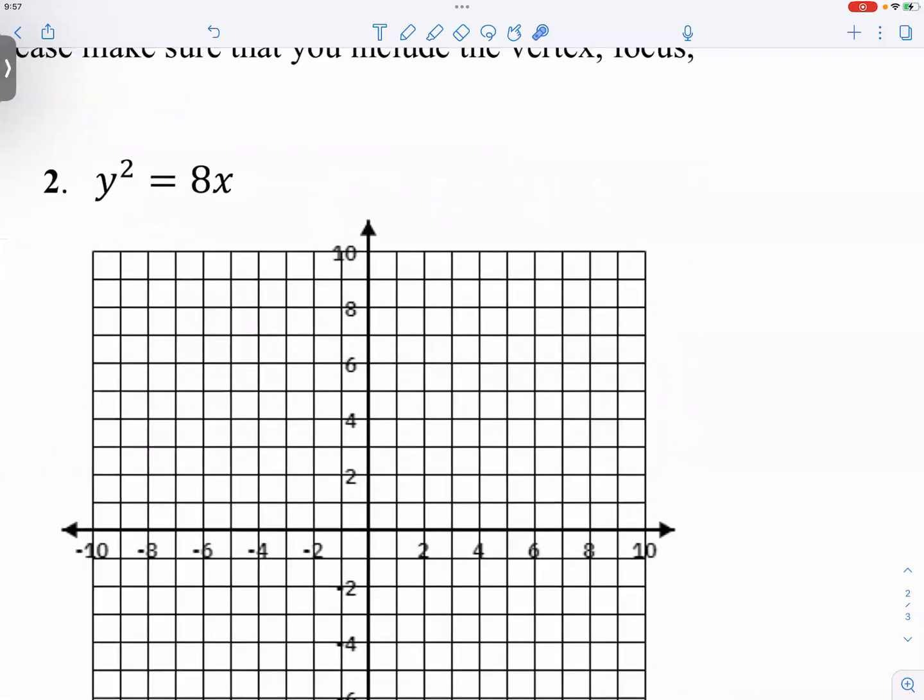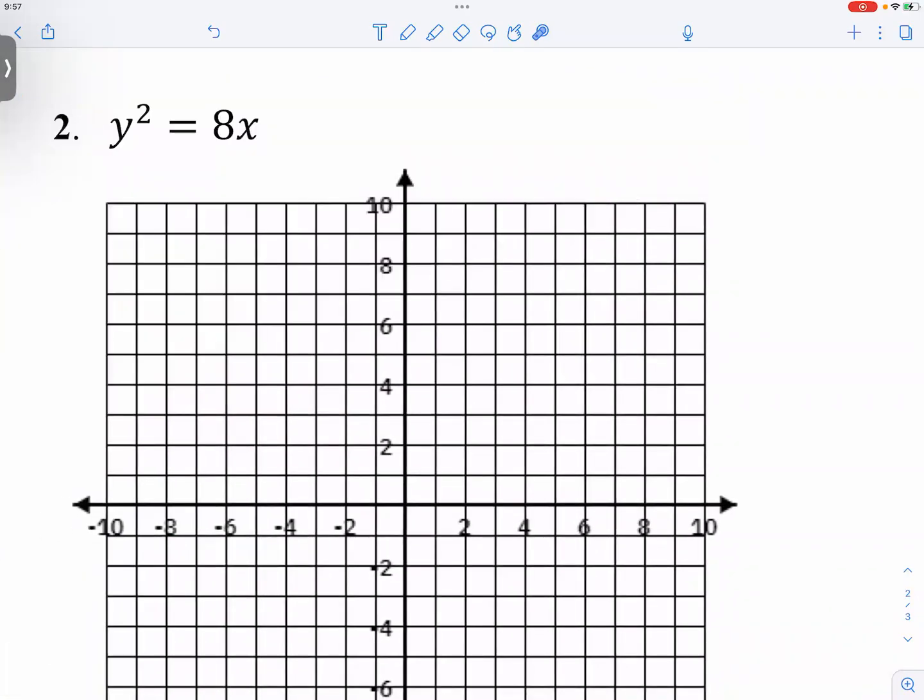Now, if you look at number 2 right here, what kind of parabola is this? Well, it's y squared, so it would be horizontal. And now let me go ahead and just write this for your reference. Okay, and if you can write this at any time, that will be very encouraging.